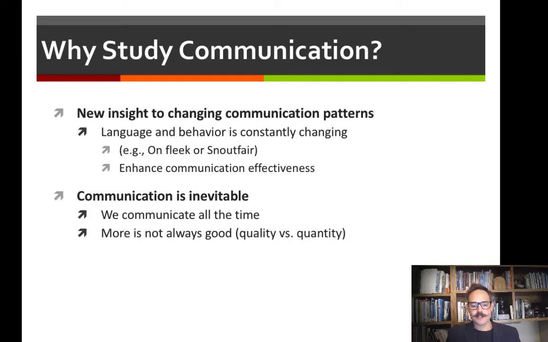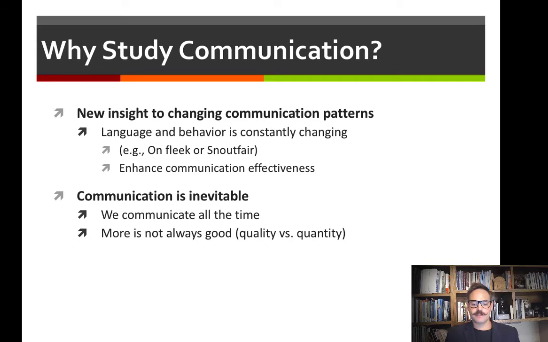Communication is inevitable, so we communicate all the time, whether through our verbal communication or through our nonverbal communication, such as what we wear, our facial expressions, how we style our hair, if we decide to wear a mustache or not, right? So communication is inevitable. People are going to observe us and interpret our behavior, what we say, what we don't say, as a form of meaning. So there's a misconception that more communication is always better.